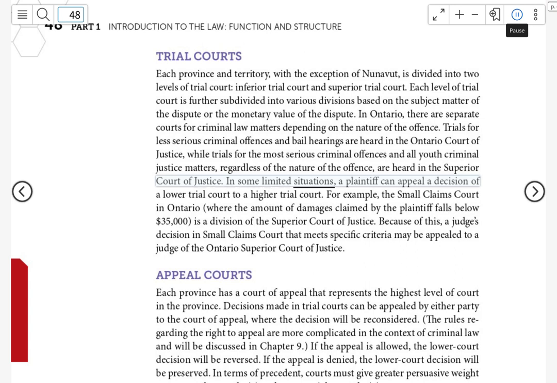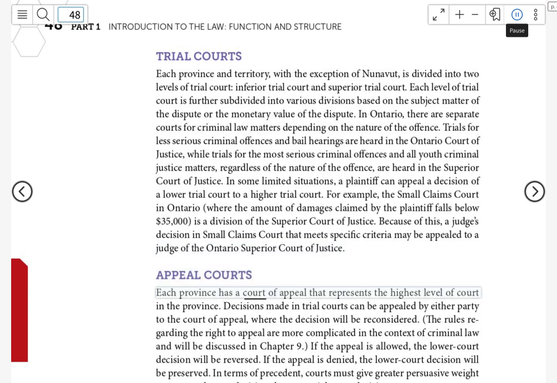In some limited situations, a plaintiff can appeal a decision of a lower trial court to a higher trial court. For example, the Small Claims Court in Ontario, where the amount of damages claimed by the plaintiff falls below $35,000, is a division of the Superior Court of Justice. Because of this, a judge's decision in Small Claims Court that meets specific criteria may be appealed to a judge of the Ontario Superior Court of Justice.